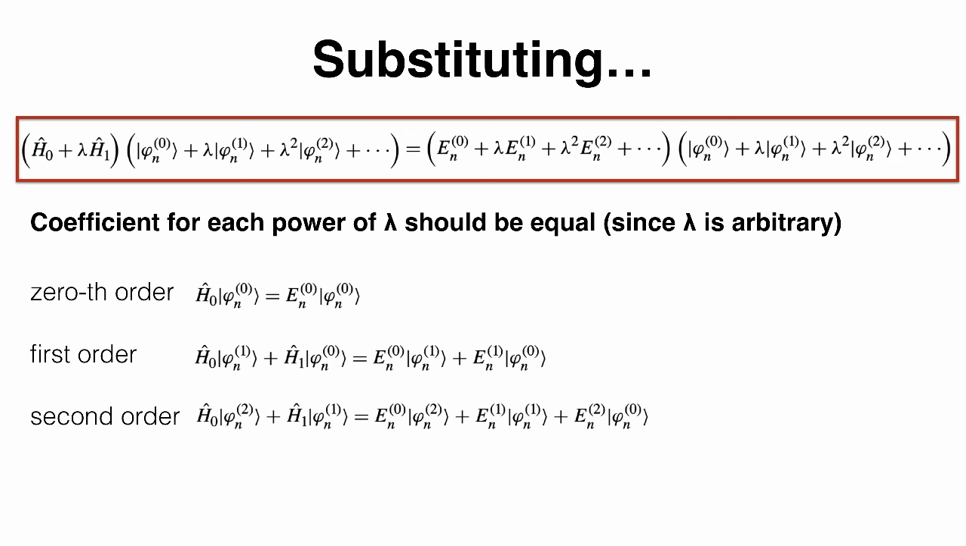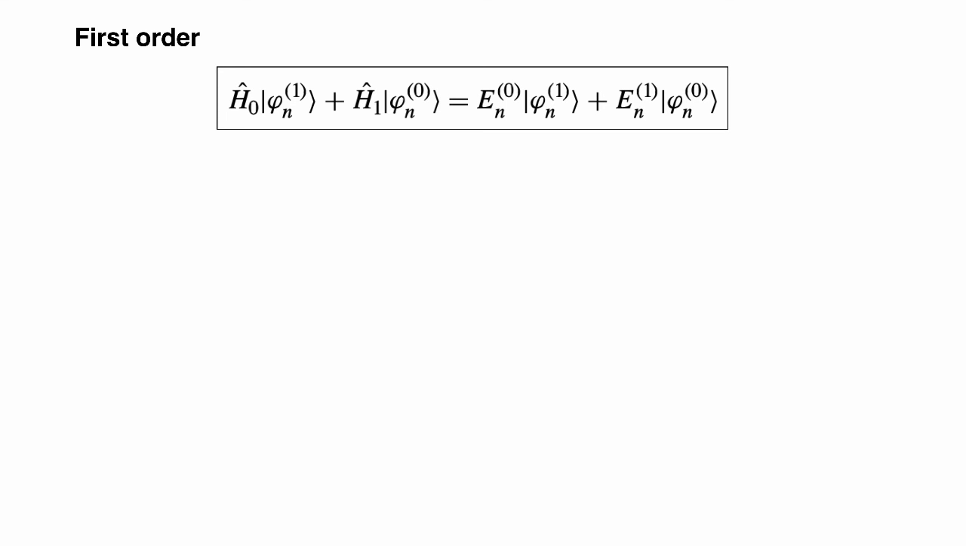And then we can do the same thing for second order and so on and so forth. We can keep going forever. So when we do that, of course, we end up with a series of equations that will give us more and more information about the perturbed energy, but also the perturbed state. Okay, so let's go back to first order.